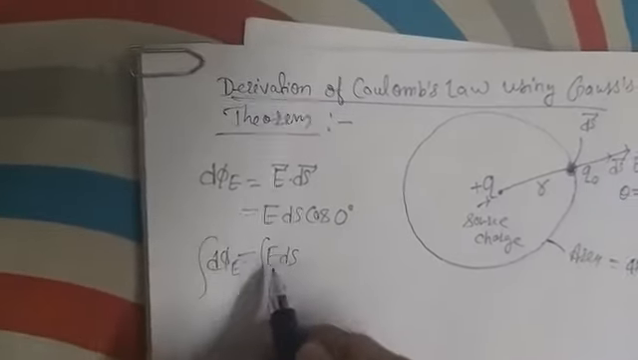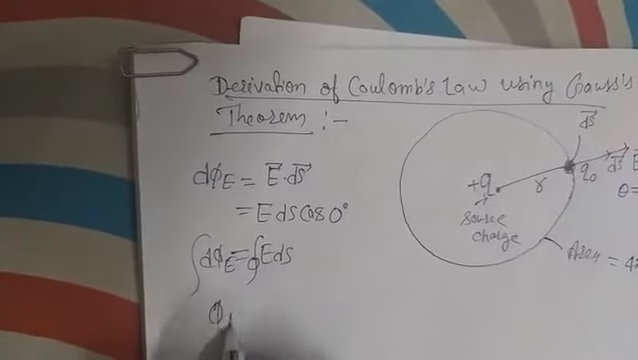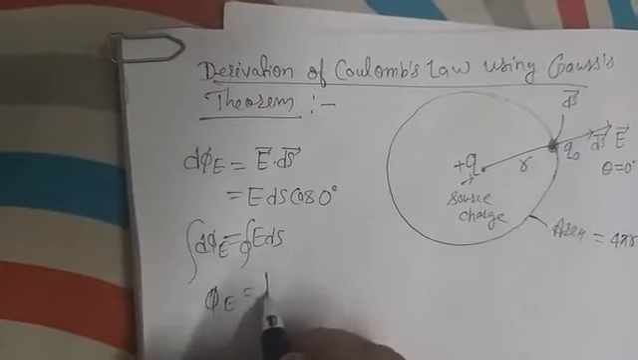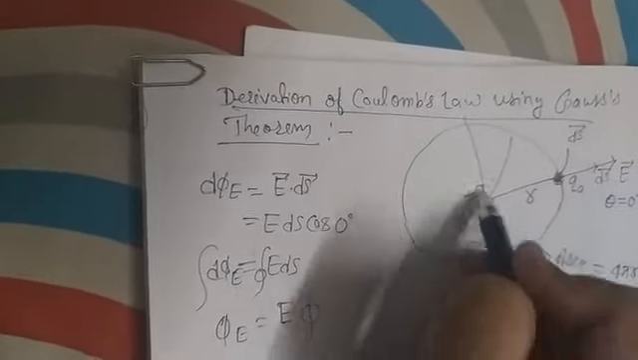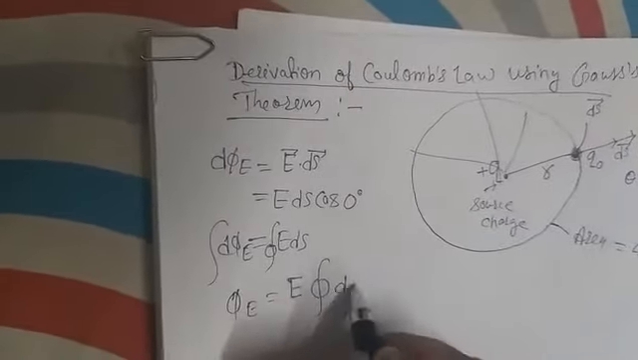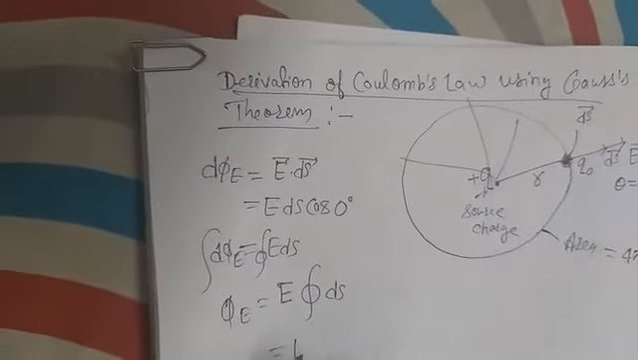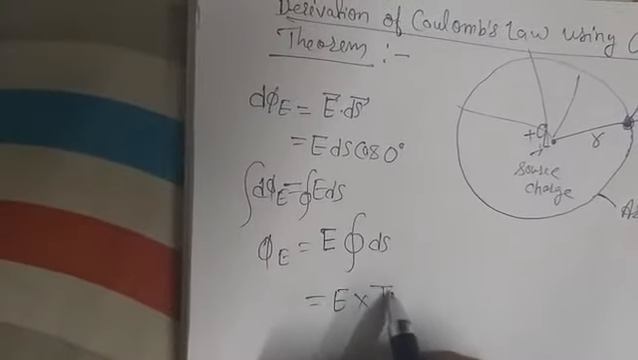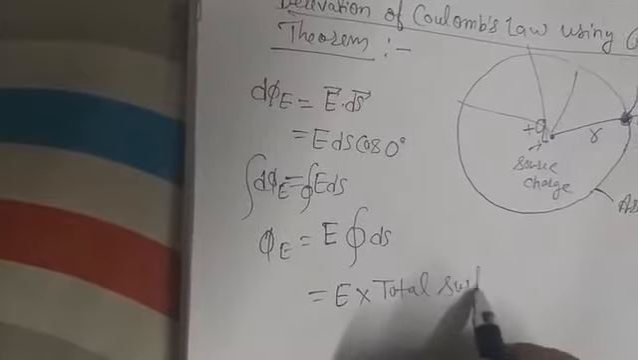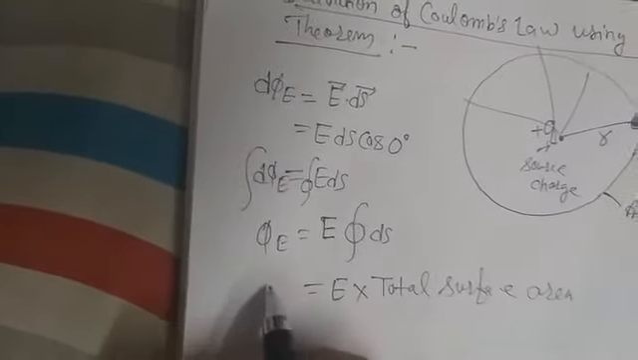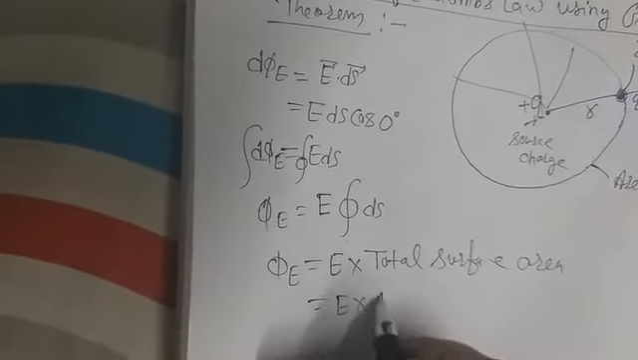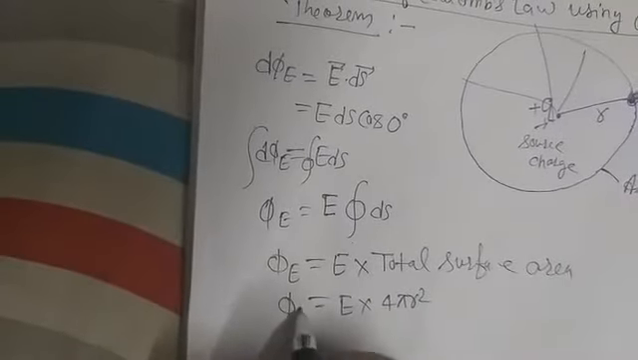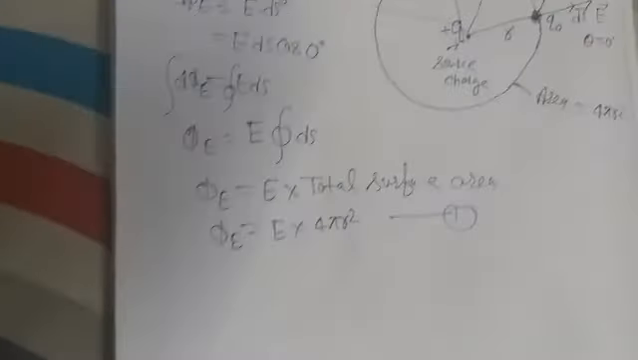Okay, so total flux, how to find total flux? Just integrate both sides. So that is phi E, and E is constant, because at every point the distance is r, so E will be constant, and that is integral of ds for the whole surface. So E into this gives the total surface area, that is phi E. And what is the total surface area? 4 pi r square. That is phi E, equation first.